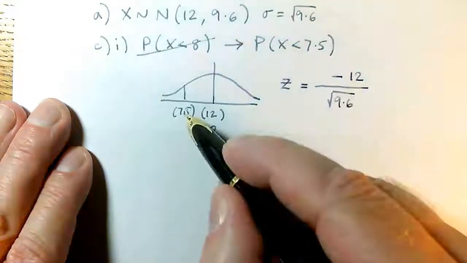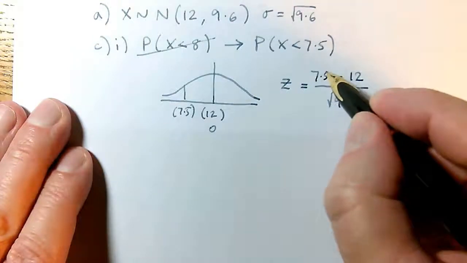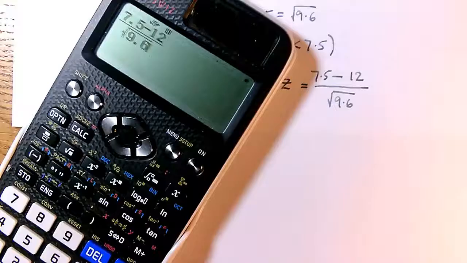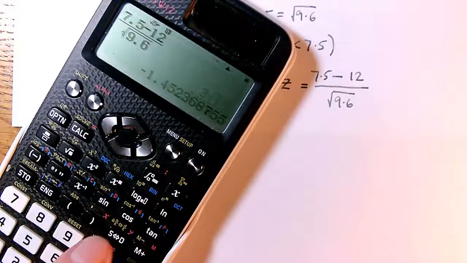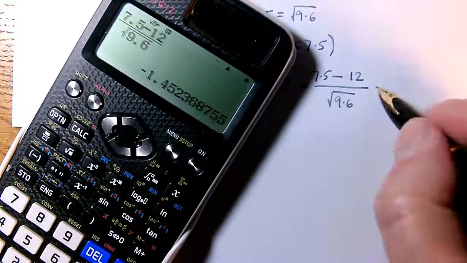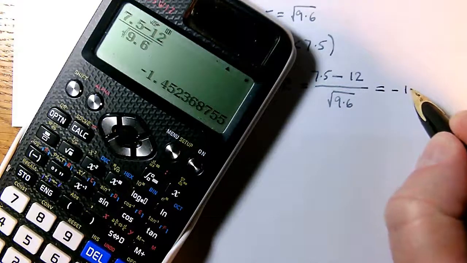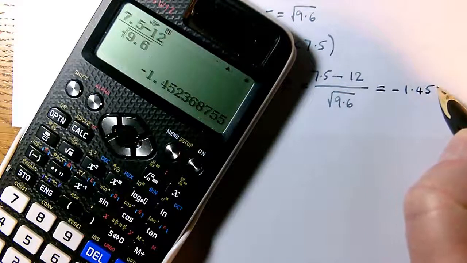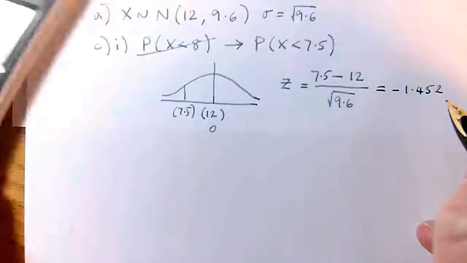And the value I'm standardizing is 7.5. So I work out z on my calculator. I'm not forgetting that all-important square root, and I get a z value of minus... I thought it was going to be minus... z equals minus 1.452. Okay, now what do I do?